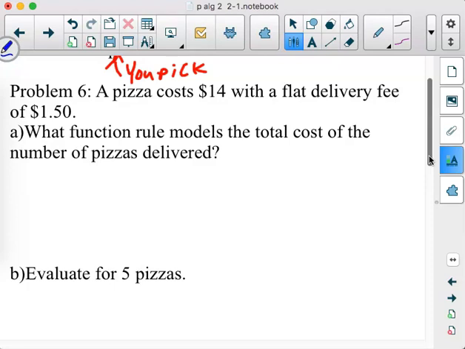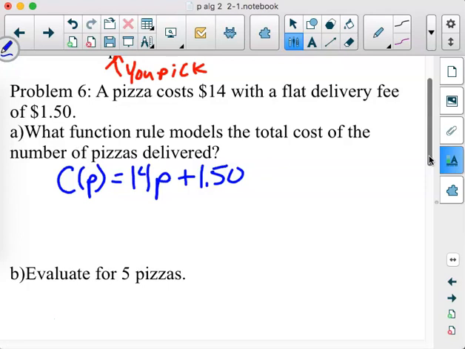So I'm looking at A, and again, I always think about what's the last thing they told me to do. They want the total cost of pizzas. So cost, I'm going to use P for pizza. I'm not going to use X in this one. So if I want the total cost, I start thinking, well, I have to pay $1.50 no matter what, because that's the delivery fee. And then I have to figure out how many pizzas I want, because those are 14 each, 14 a piece.